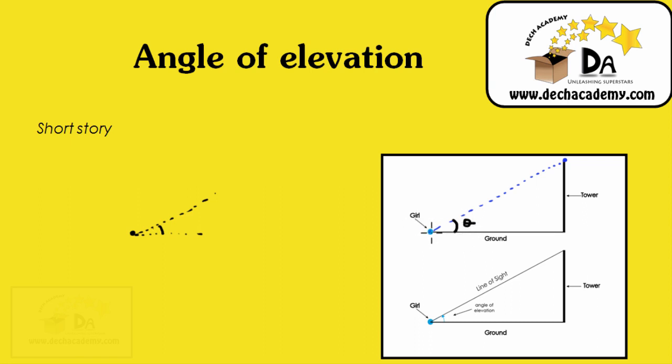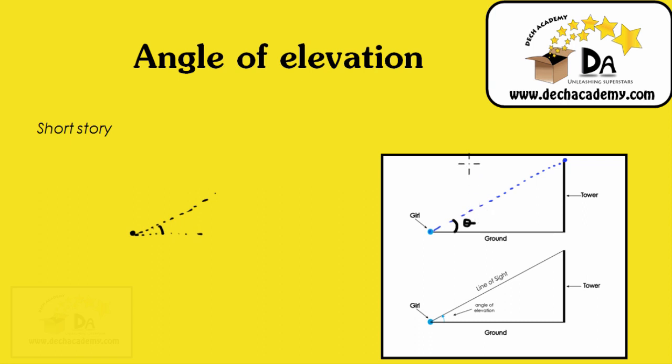So the angle of elevation essentially can be defined as the angle formed between a horizontal line of sight and the actual line of sight of an observer on the ground level looking at an object that is at a height above the ground level. So I'll take that again. An angle of elevation is the angle formed between a horizontal line of sight and the actual line of sight of an observer at some point on the ground looking at an object at some height above the ground. So here we have the angle of elevation. So that's all you need to know about an angle of elevation.